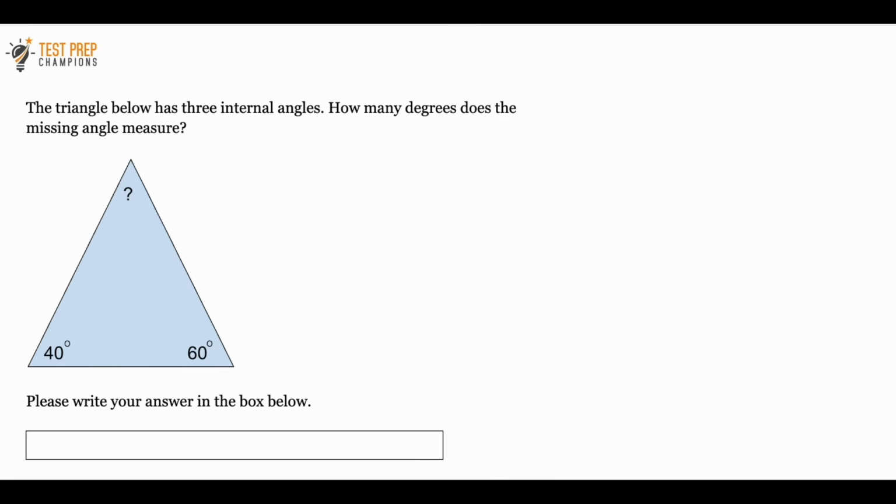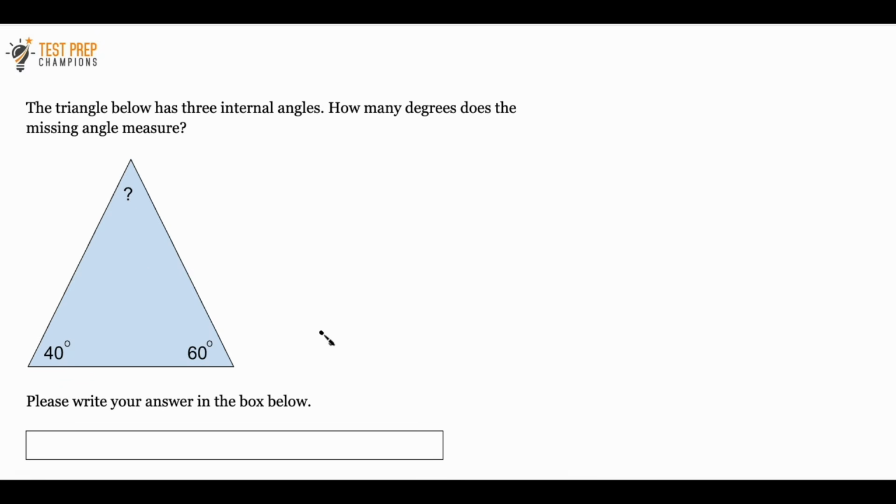The triangle below has 3 internal angles. How many degrees does the missing angle measure? Please write your answer in the box below. And just in case the numbers are small on your screen, let me read these. We've got 40 right here, 60 right here, and this angle is unknown. And we want to find how many degrees does this missing angle measure?